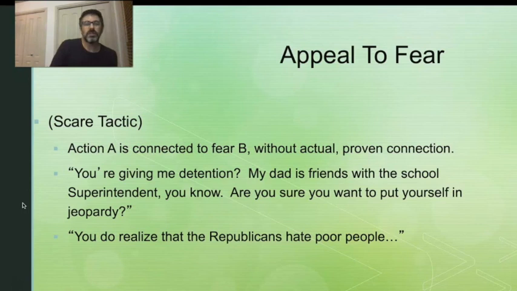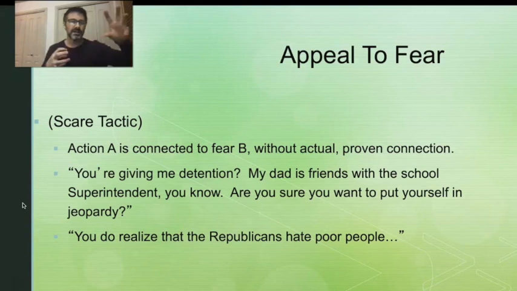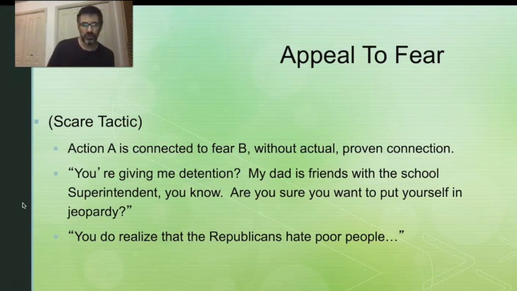All right, the next one is the appeal to fear. This is, in other words, a scare tactic. You are connecting the fear B to action A without any necessarily proven connection between the two. If we do this, a terrible thing will happen. If you vote for this political party, it will be the literal end of the world, right? We've seen a ton of that from all directions in the last few years.